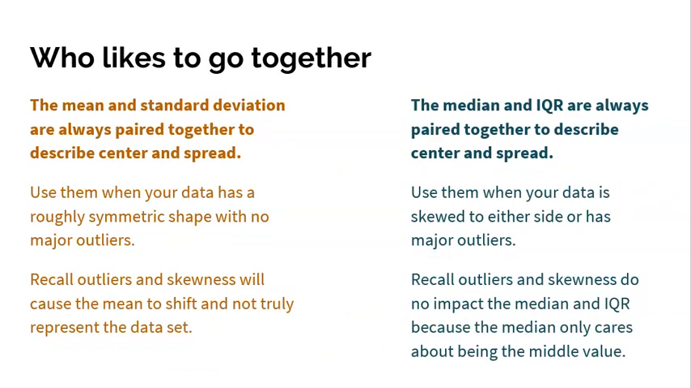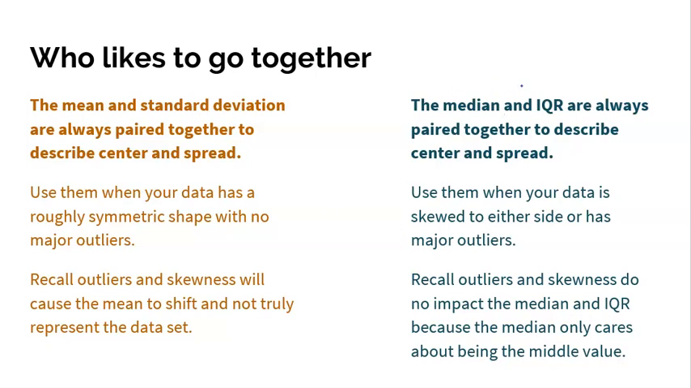All right, so who likes to go together here? Let's just start with what I just kind of ended with. The mean and standard deviation are always paired together when you talk about center and spread because the definition of standard deviation is how far typical data is from the mean. So they are partners in crime. Now, when do you use the mean and standard deviation to describe data? Anytime you're symmetric. If you're symmetric with no major outliers, use the mean and standard deviation. Remember, outliers and skewness will cause the mean to shift and not truly represent the data. So when we have major outliers and skewness, we don't like using the mean, which brings us to what's over here. The median and the IQR are used when you have data that is skewed or has major outliers.